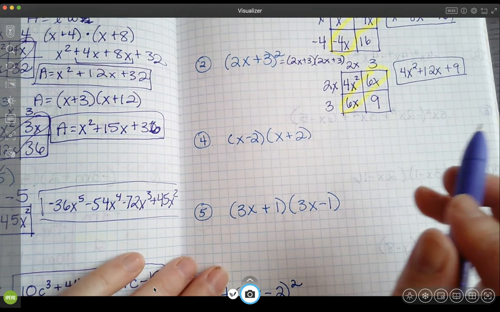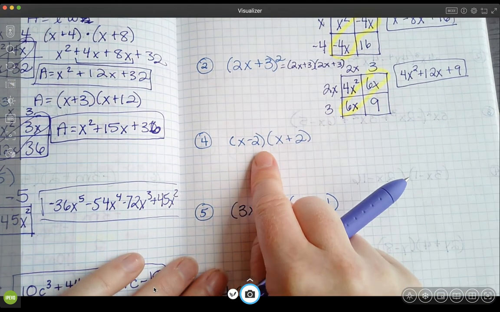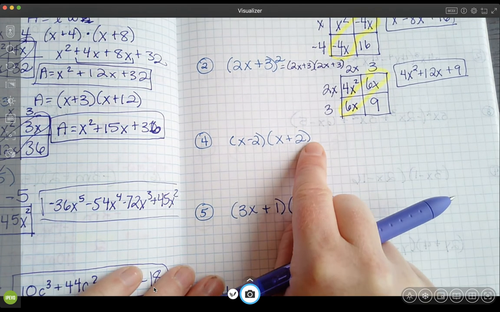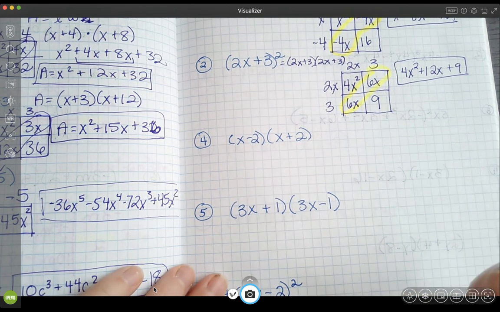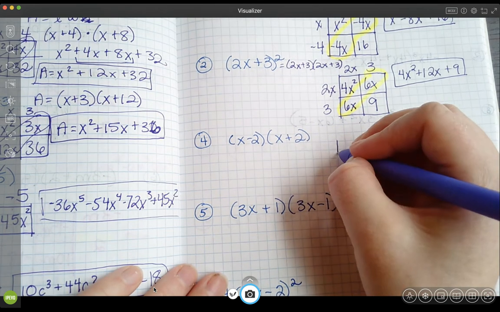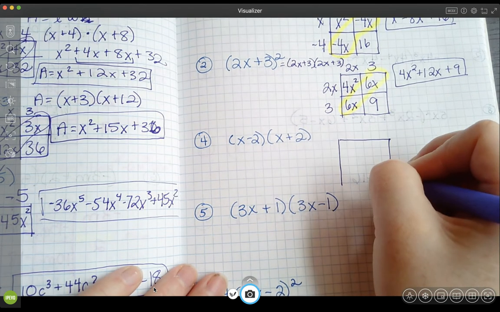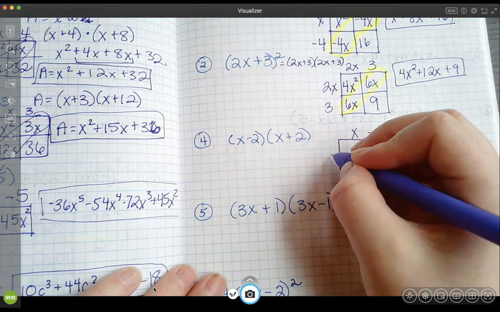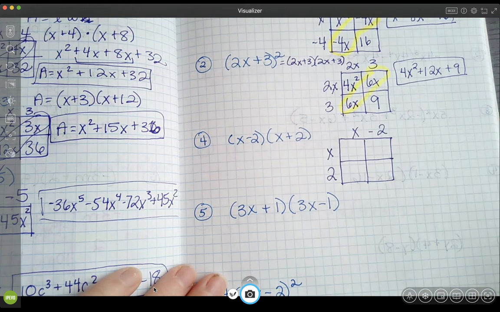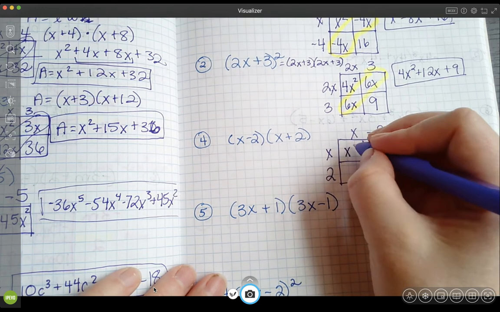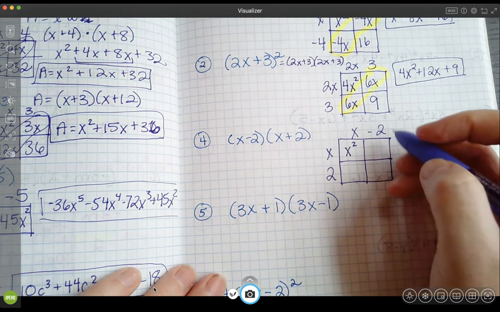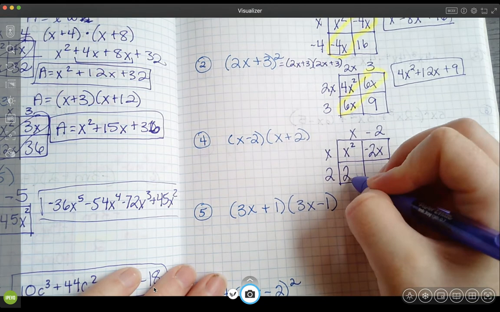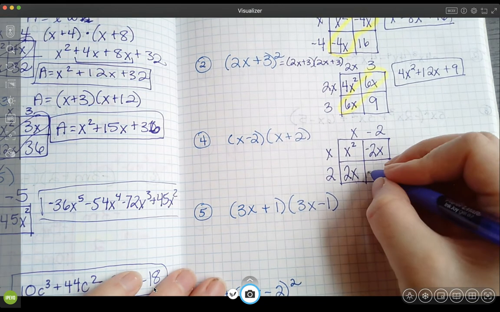All right. Now this one, we have x minus 2 times x plus 2. So see how they're opposites, a negative 2 and a positive 2, but everything else is the same. So let's look and see what this product comes out to. So we have x minus 2 and x plus 2. x times x is x squared. x times a negative 2 is negative 2x. 2 times x is 2x. And 2 times negative 2 is negative 4.